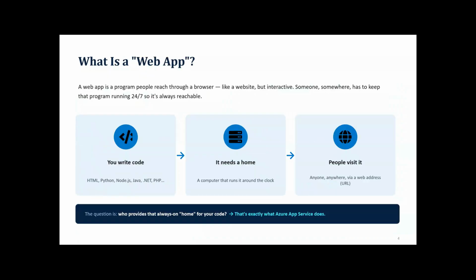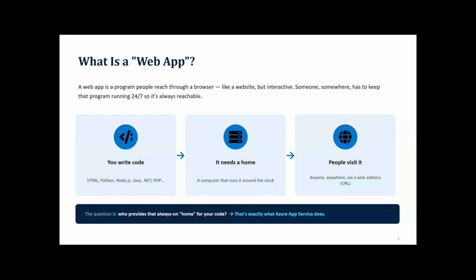But first things first, what is a web application? A web application is a program people reach through a browser. It can be a website, right? But interactive. Someone somewhere has to keep that program running 24/7, so it is always reachable. That is a web app.